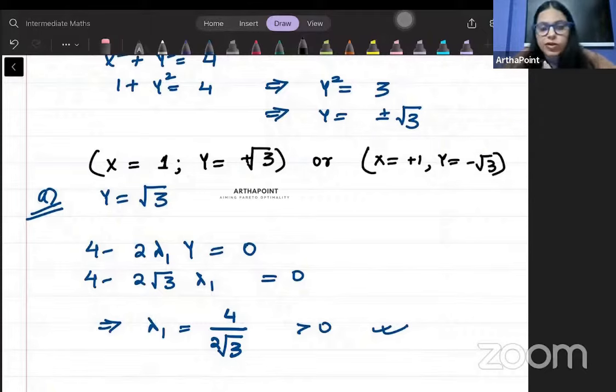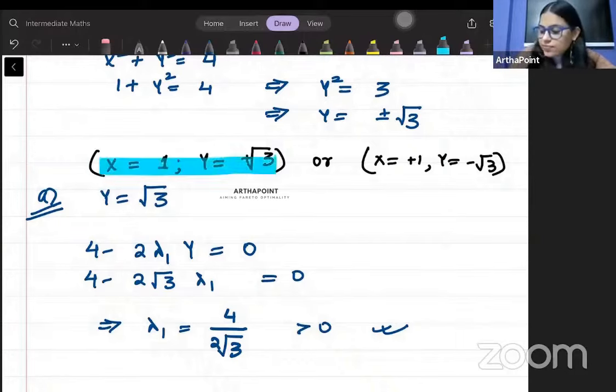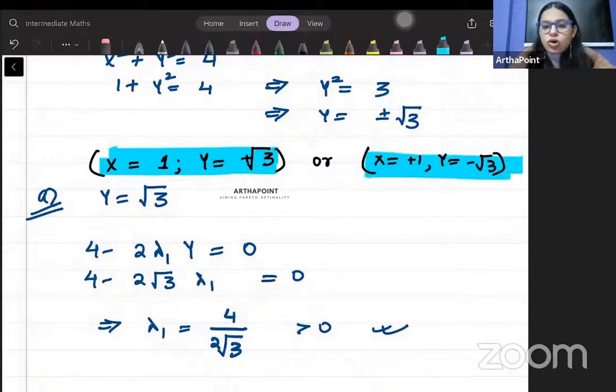This is not the end of this solution. Many students will say कि these are my points. No, I have to check whether at these points my other conditions are satisfied or not. And what are my other conditions? That lambdas should be strictly greater than 0. That condition must be satisfied. ये check करना बहुत ही जरूरी है बेटा.